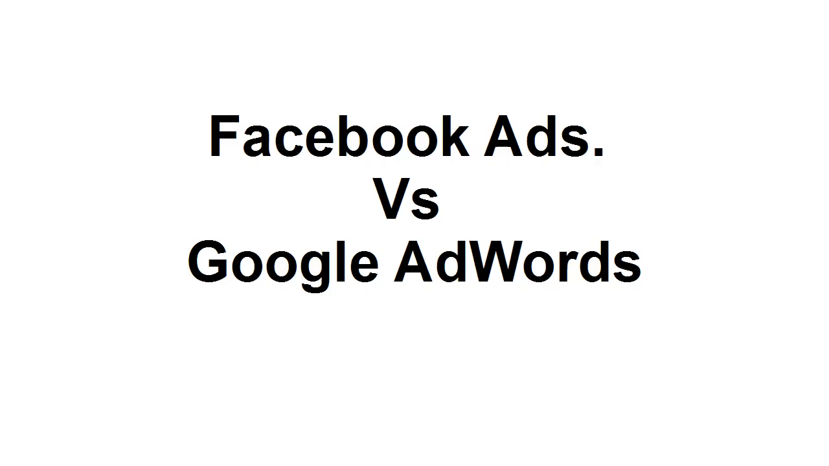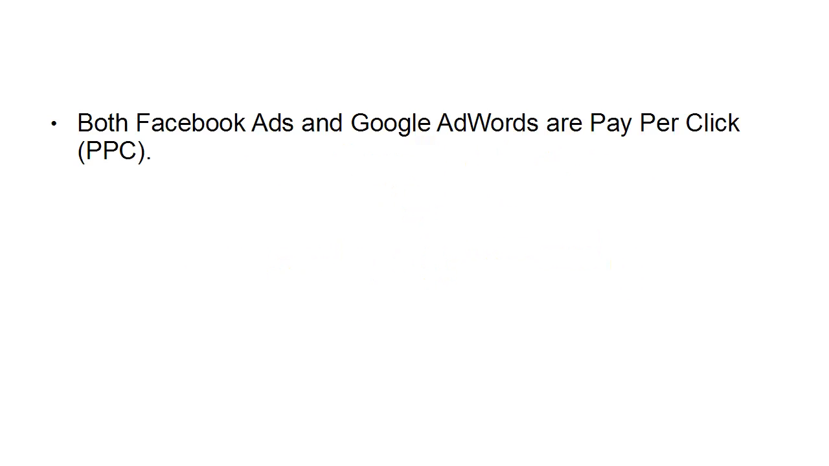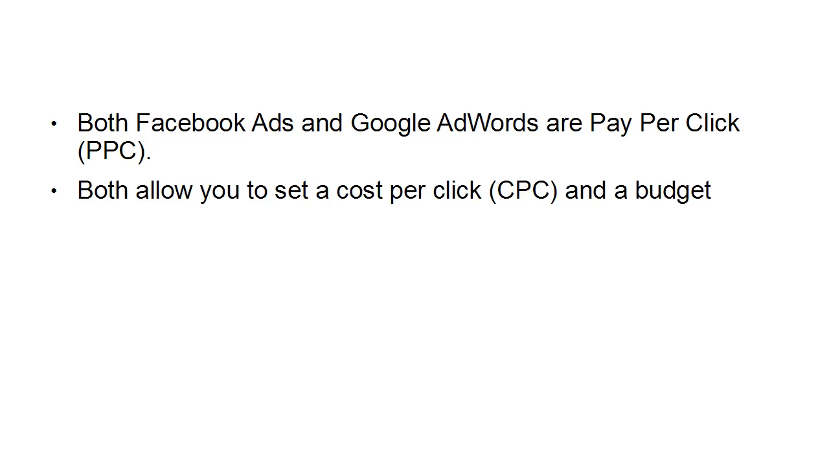So, what's the difference between advertising via Facebook ads and advertising via Google AdWords? Well, there are certain similarities. First of all, both Facebook ads and Google AdWords are pay-per-click or PPC. At least Facebook does have a PPC option. And both allow you to set a cost per click, otherwise known as a CPC, and a budget.